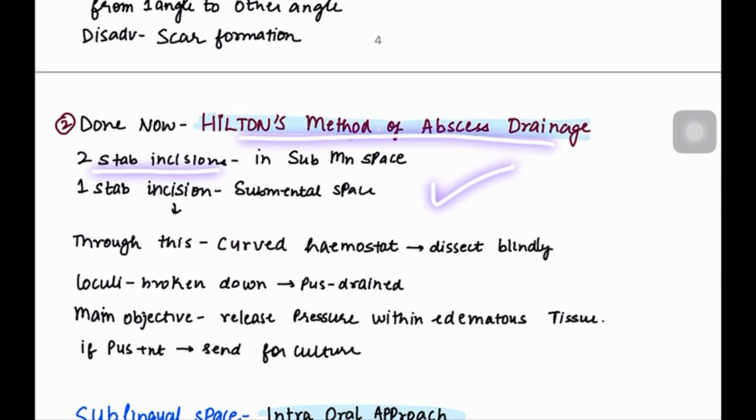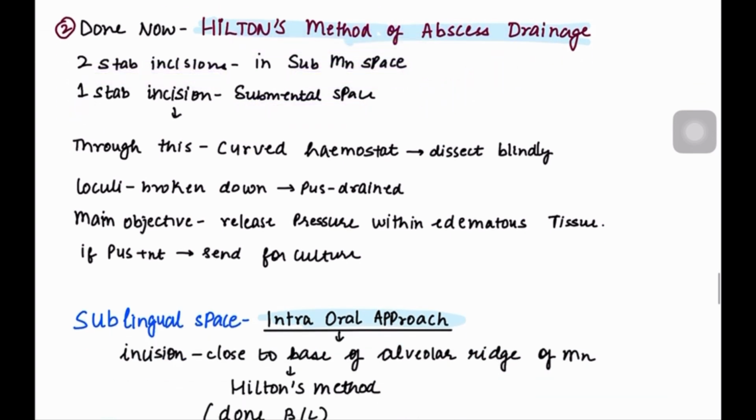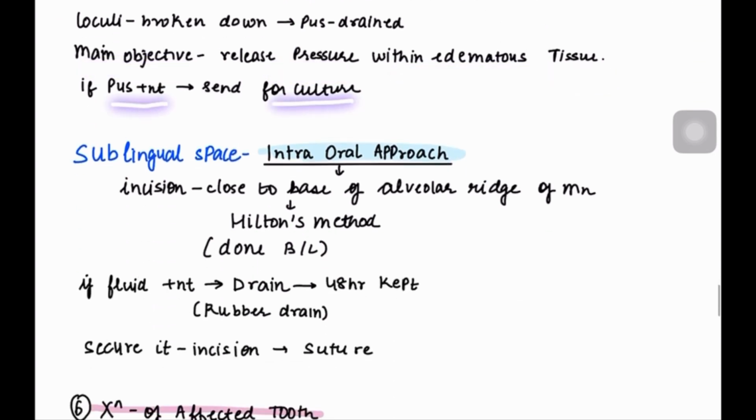So 2 stab incisions are made in the submandibular space and 1 stab incision in the submental space, and through these a curved hemostat is inserted to dissect bluntly. The loculi are broken down and the pus is drained. Why are we doing this? Our main objective is to release the pressure within this edematous tissue. If pus is present, we will send it for culture.